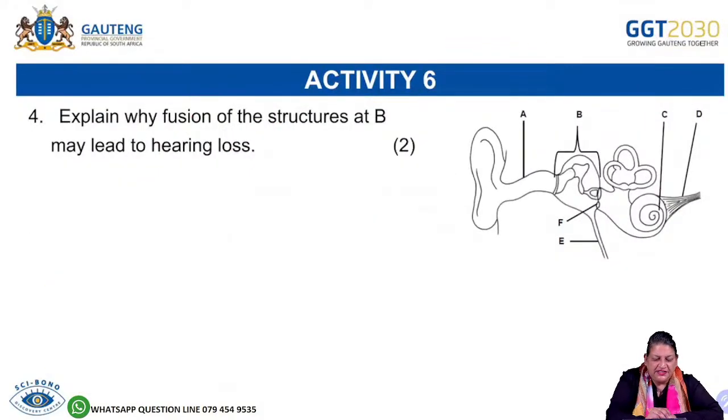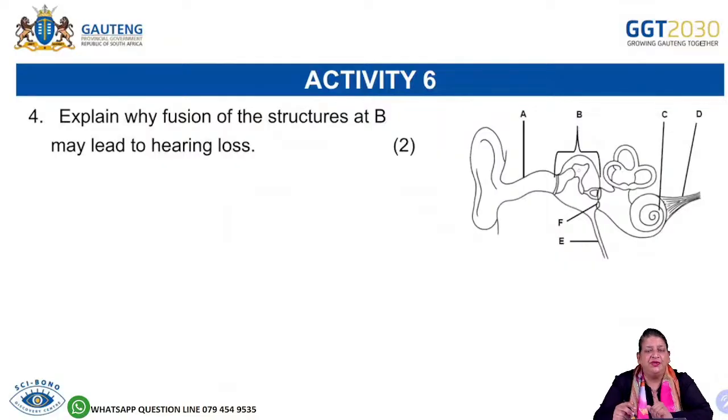Then activity 6, explain why fusion of structures at B may lead to hearing loss. Again, can you see this? It's another question taken from another paper. So this is a very highly possible question in the June paper and end of the year. B, now they labeled it B. The other question was A. So this is B, what? It is the ossicles, right? Why will it lead to a hearing loss?